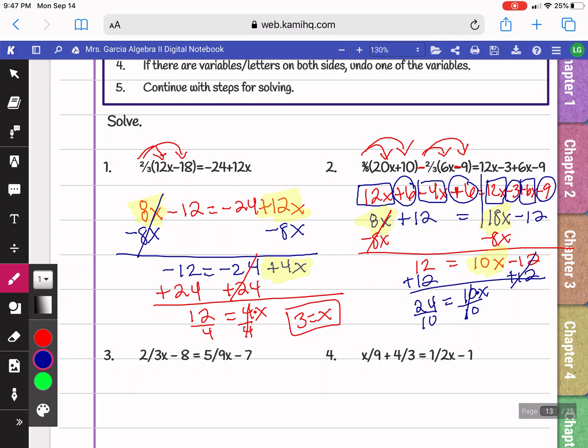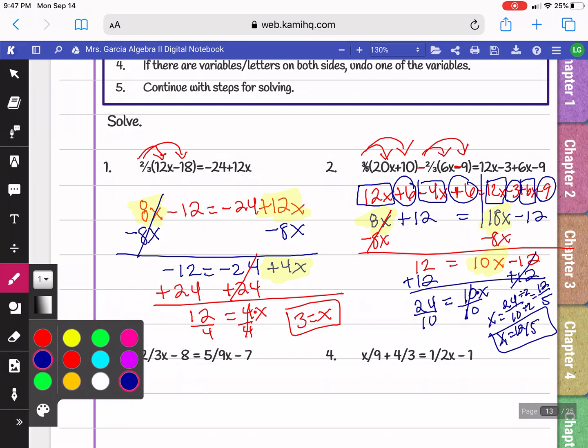24/10, we can simplify it. So our answer is 24 over 10. If you divide by 2, that becomes 12/5. So our answer for x is 12 over 5. And you can leave your answer as a fraction or change it to a decimal. I usually leave them as fractions.